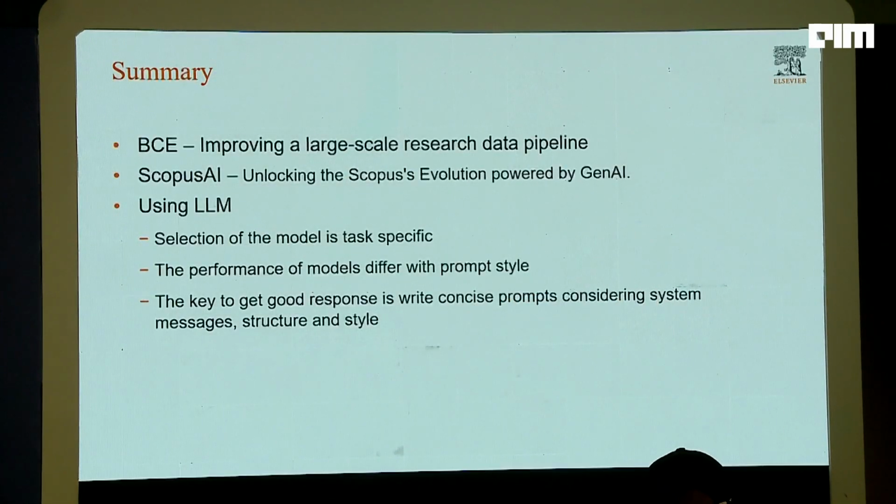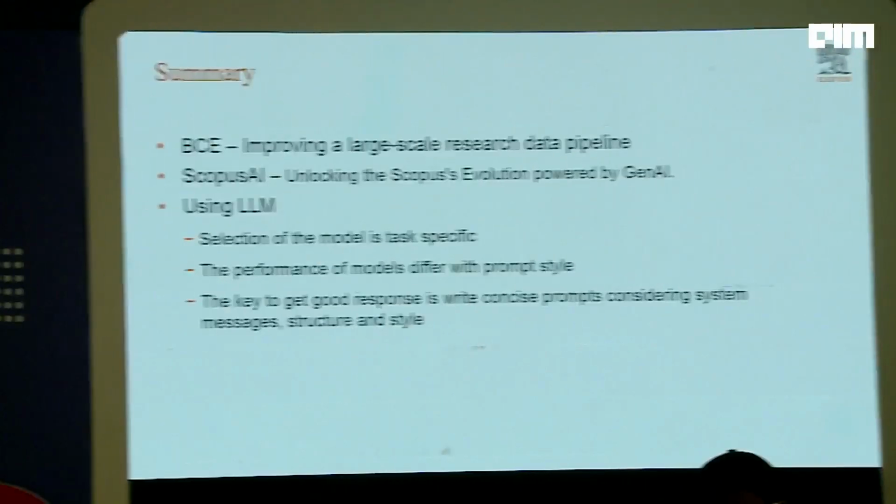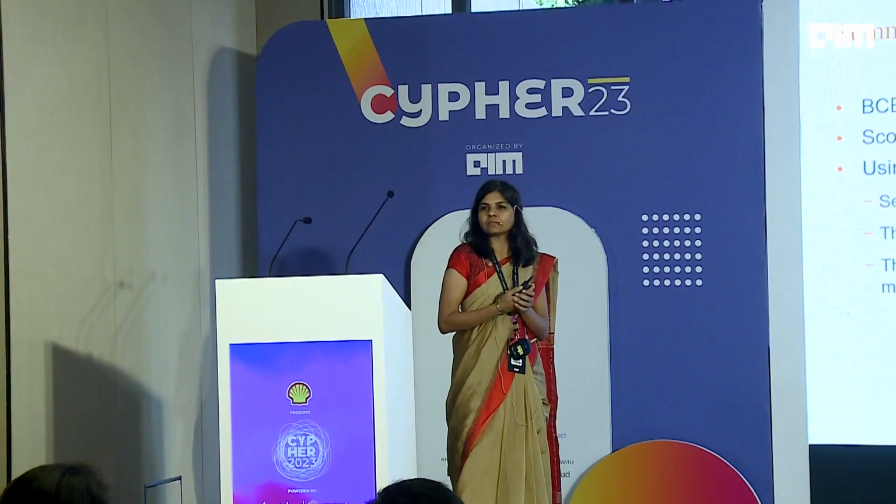To summarize our talk, we talked about improving a large-scale research data pipeline, on which Abhinav shed light. In Scopus AI, we are leveraging large language models to improve our traditional Scopus search product, wherein it gives you better recommendations for papers by selecting the topmost papers which are more semantically relevant to the user query. It is also doing some query augmentation. And then the experimentation: selection of the model is task specific.